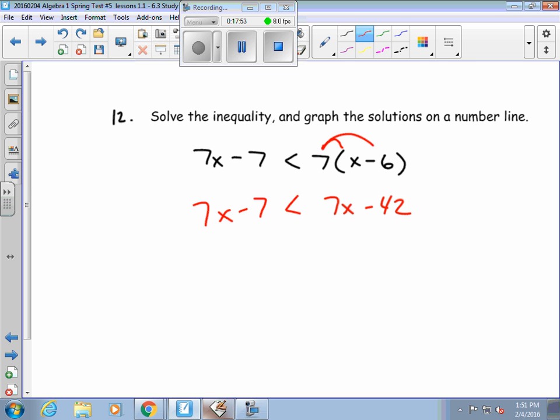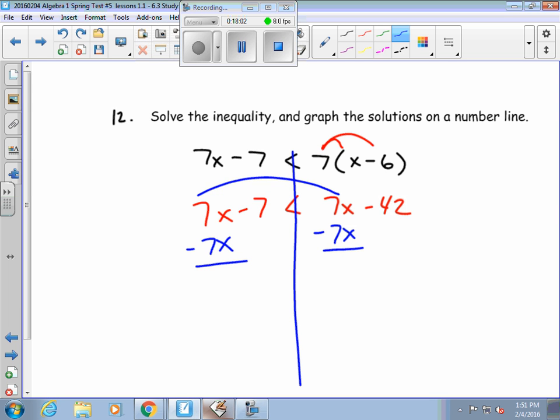When we try to bring 7x over to the left side by subtracting it, since it's positive, 7x minus 7x is 0 x's. So look and see what we have now. If this cancels out and this cancels out, we're left with negative 7 is less than negative 42. Evaluate if this is a true statement or not. It is not a true statement, because negative 7 is not less than negative 42. Negative 7 is actually the bigger number in this case.